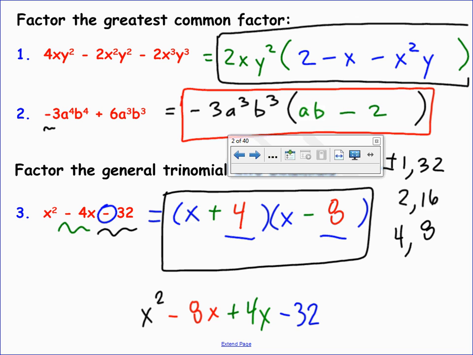Absolutely, so we're correct. Raise your hand if you have x plus 4 times x minus 8. You could also have x minus 8 times x plus 4, but the negative has to go with the 8 and the positive has to go with the 4. Nice job, you guys. What questions do you have about number 3? We'll be doing lots more of those today.